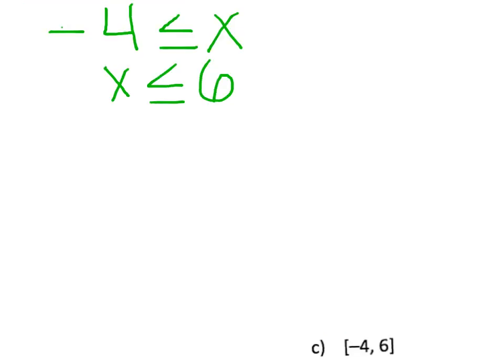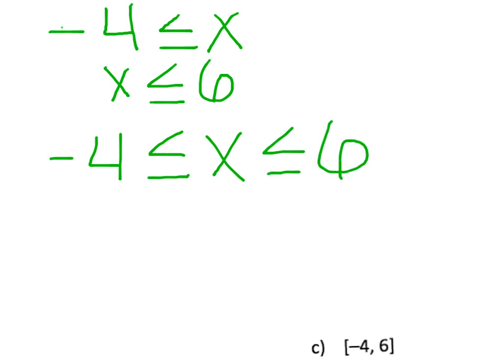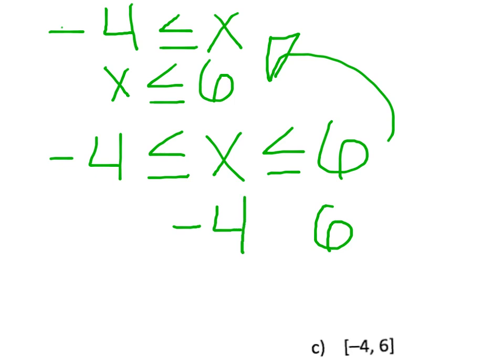Now, with our two solutions, we can combine them to say negative 4 is less than or equal to x, which is then less than or equal to 6. This is another way we can write this, and it means the same thing. Now, when we look at this, our last step of the problem is to put it into interval form. To put this problem into interval form, we see that 6 is our greatest number. We also see then that negative 4 is the least number.